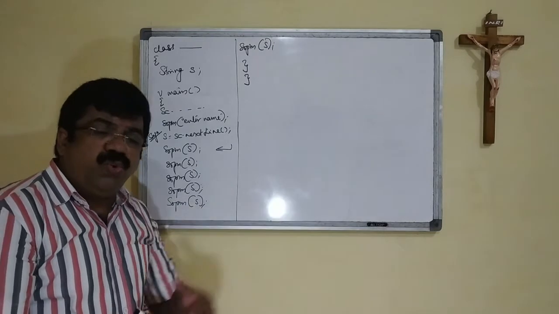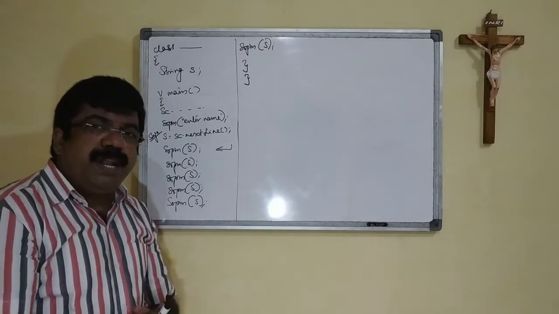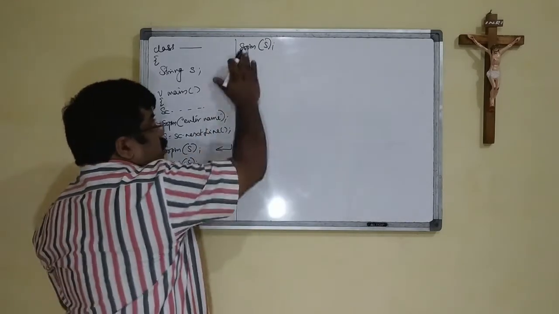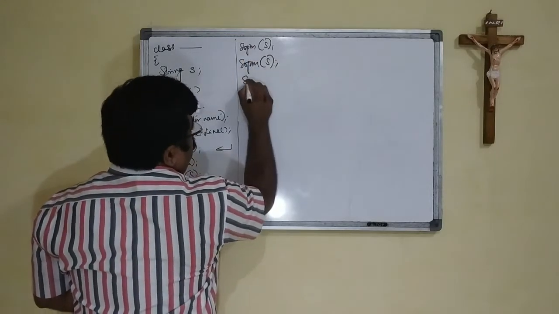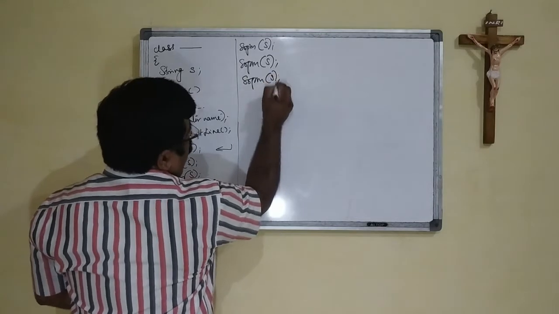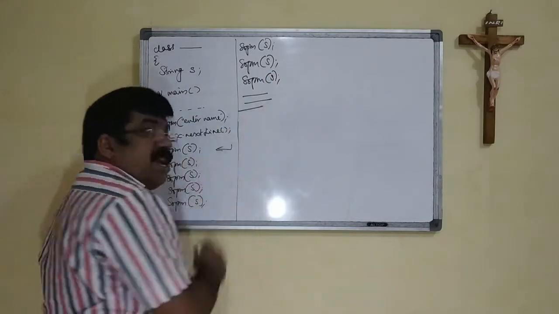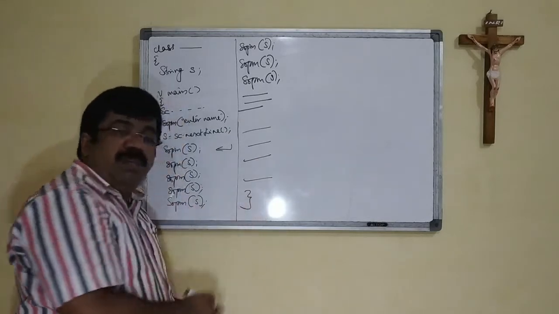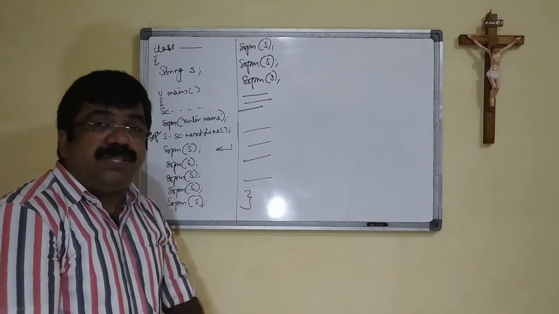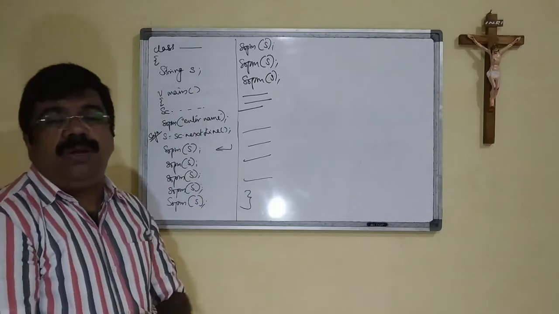Now what are we going to do? If you want to print it 10 times, you increase the number of statements. You will give SOPLN S, SOPLN S, etc., 10 times. For 100 times we have to write the same thing. The program is becoming too long.